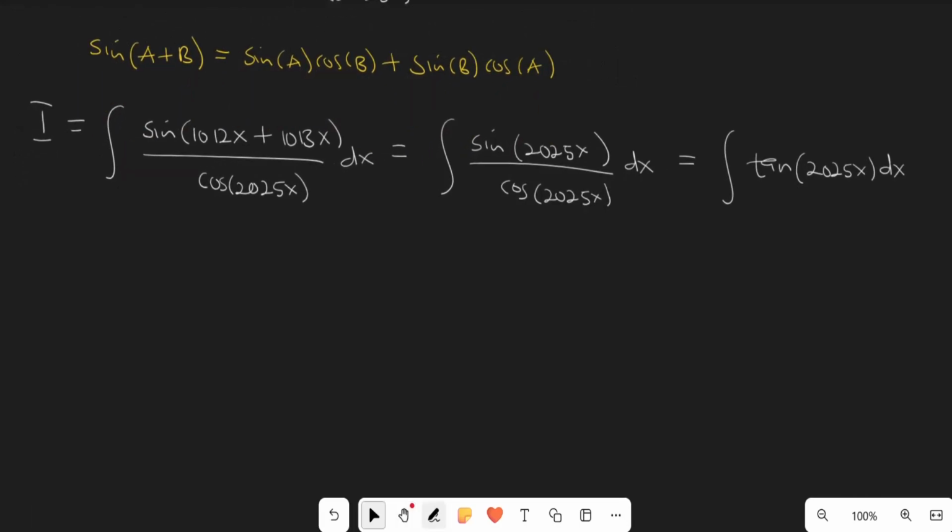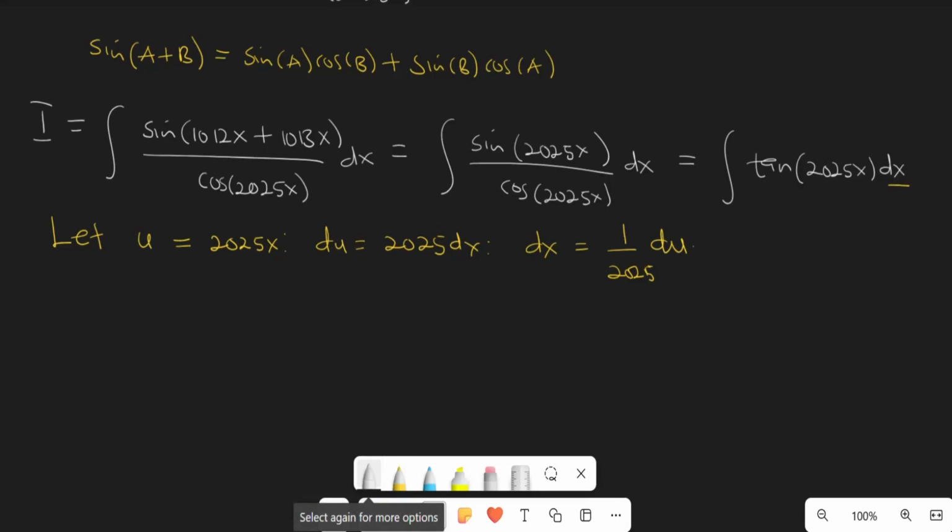Okay, so now here we can do a u sub, right? Because you know the integral of tangent of x is the natural log of secant. But let's do a u sub here. So we can let u be equal to 2025x, that is the angle. So du is going to be 2025 dx. So that implies that dx is going to be 1 over 2025 du.